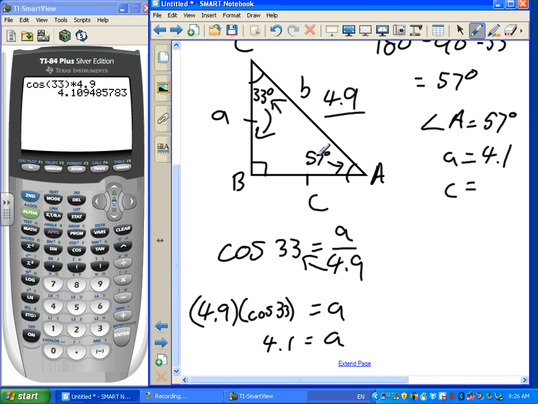So I have to solve for that. I'm going to use the exact same angle, but I want to solve for side C. So which ratio would I set up? I could use tangent. I want to use the hypotenuse also.